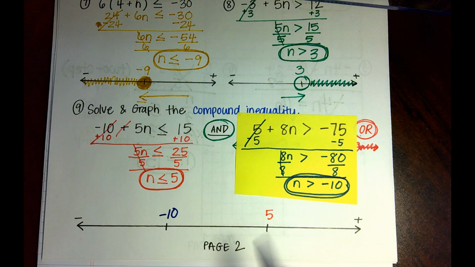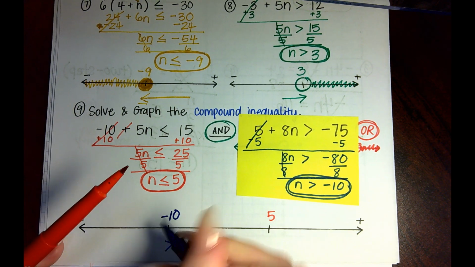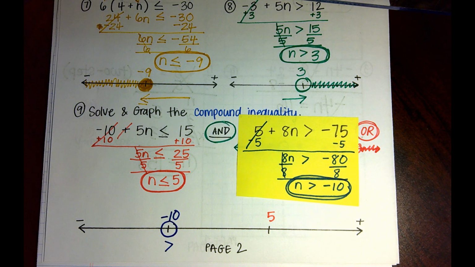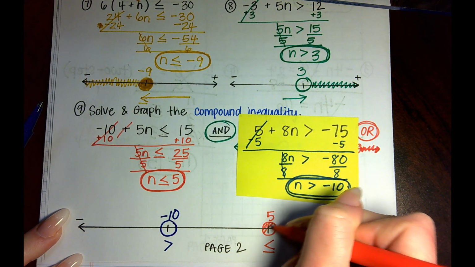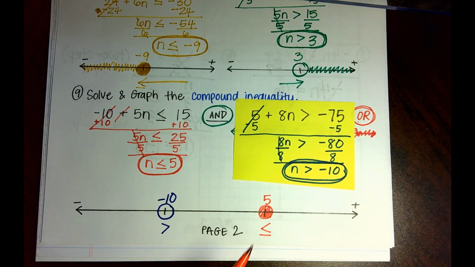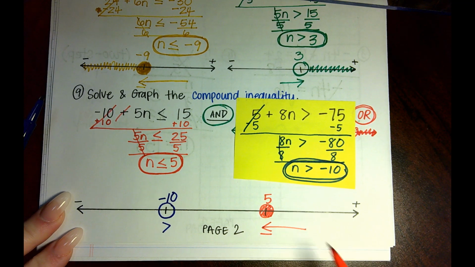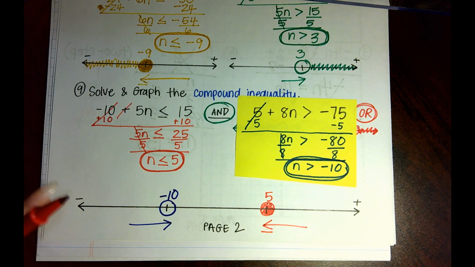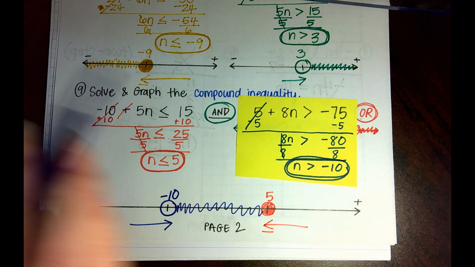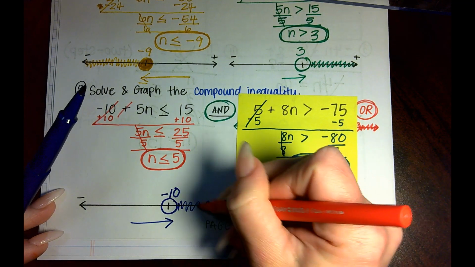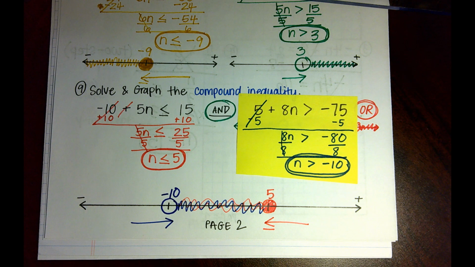Then we look at the sign. It's greater than, not equal to, so we keep the circle open at negative 10. The circle under the 5 is closed. And we shade in the middle. I can see that my arrows, if I made arrows out of the symbols, point at each other. So we're going to shade in the middle. And that is our graph.